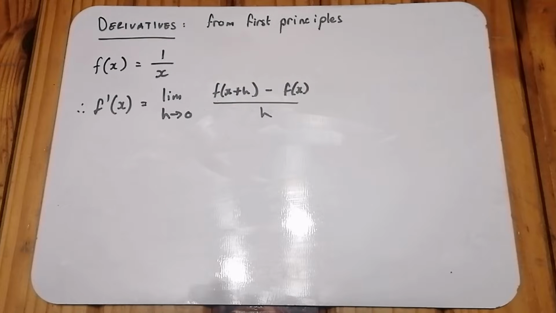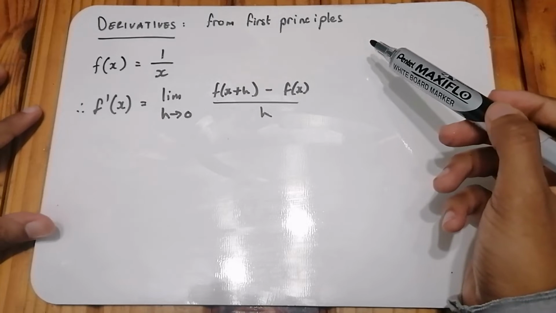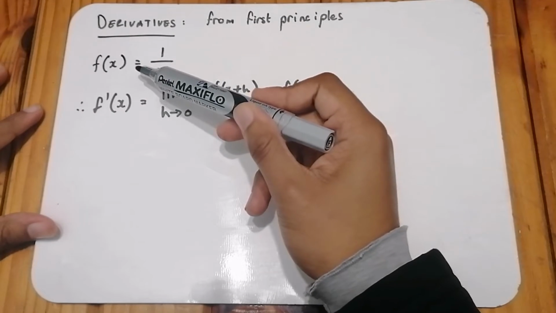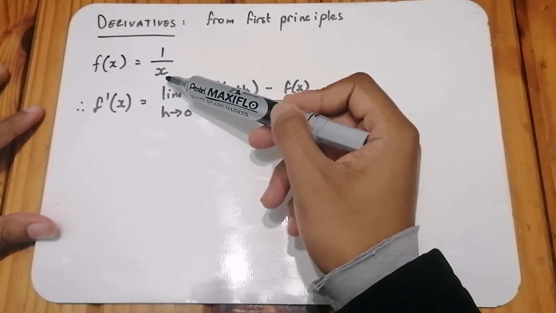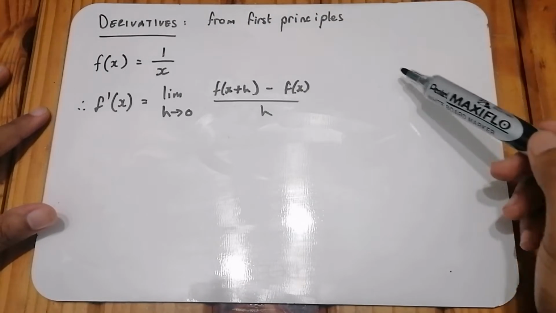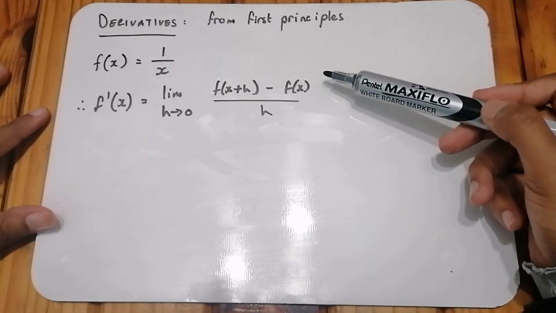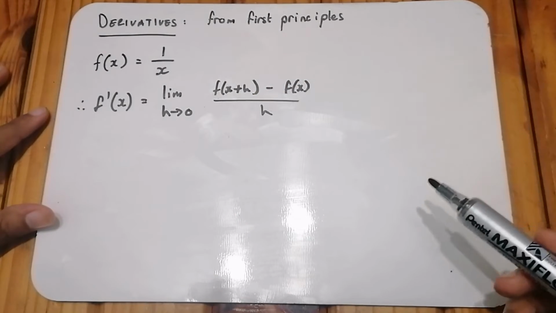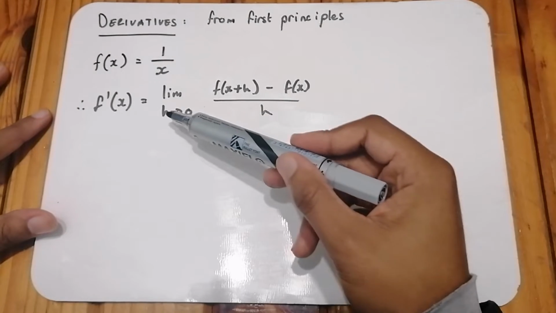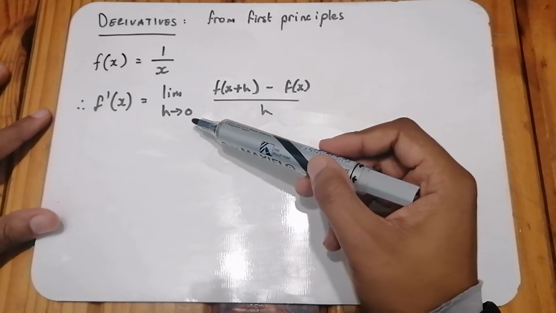Hi there guys, so in this video we are looking at derivatives from first principles, and we're looking at the function f(x), which is equal to 1 over x. So this is a hyperbola function, and we're doing it from first principles, so we need to use this formula to do that.